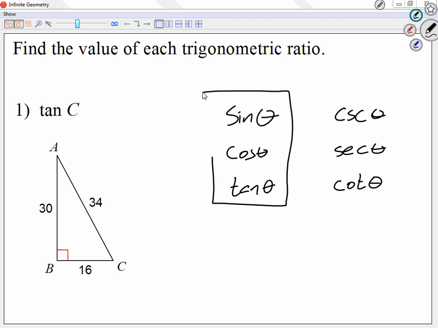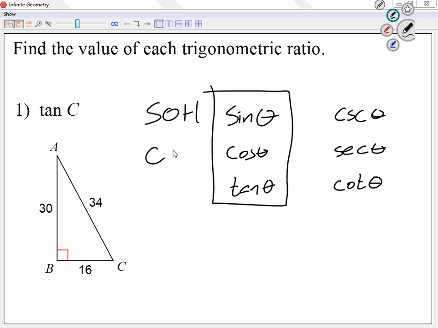These three are the three main ones: sine, cosine, tangent. For us to remember, sine is opposite over hypotenuse. Cosine, the one that starts with a C, I'm going to write on top of the fraction: adjacent over hypotenuse. And for tangent, the one that starts with a T, I'm going to write opposite over adjacent. SOHCAHTOA is something you guys should be familiarized with.